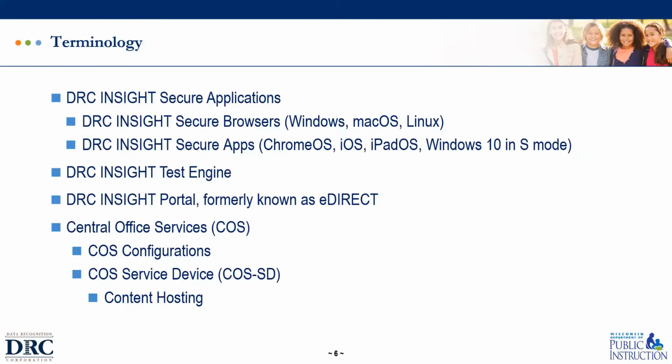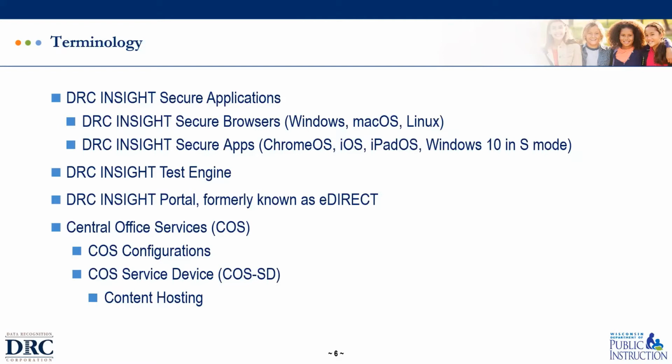That makes up really two specific applications: the DRC Insight Secure Browsers, which are available through the DRC Insight portal, and then the DRC Insight Secure Apps. They're available from the vendor app stores. They do the same thing, but where you get them and how they're installed on your devices are different. And so that's the distinction between the secure browser and secure apps.